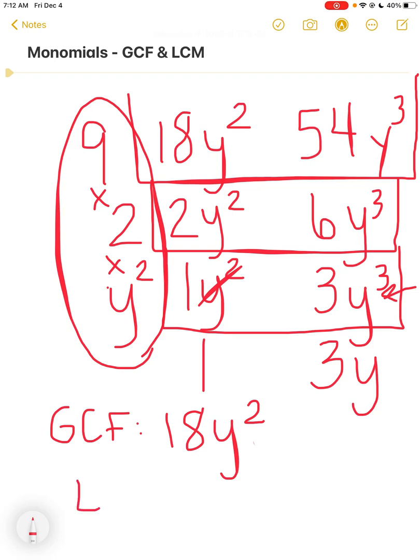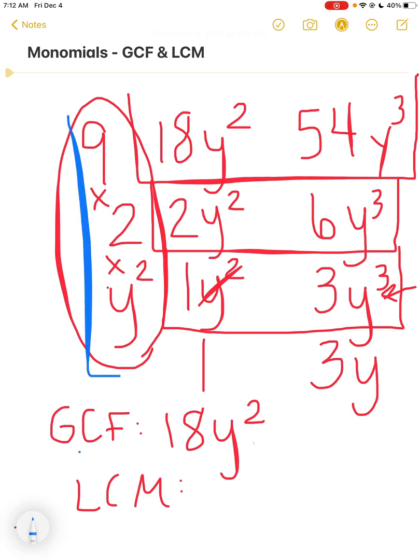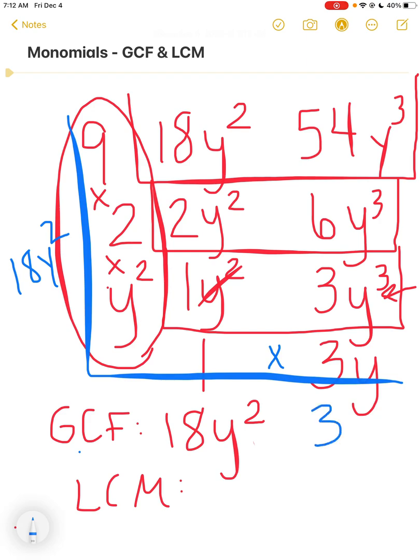My LCM, I find the same way I would in a typical problem. I draw an L along all of those numbers on the outside. We already knew that this side totaled 18 y to the second. And if I look down here, 1 times 3 is 3, and then I have a y there. So down here, I'm going to get 3y. So I have 18 times 3 that I need to focus on for the number part.